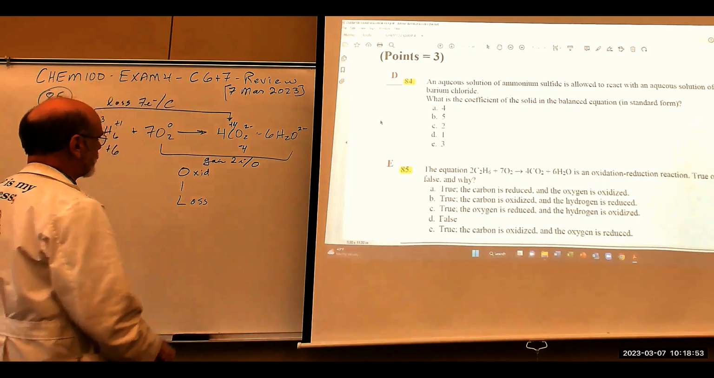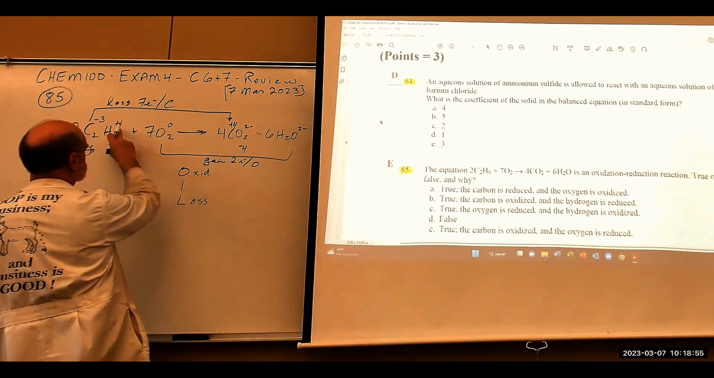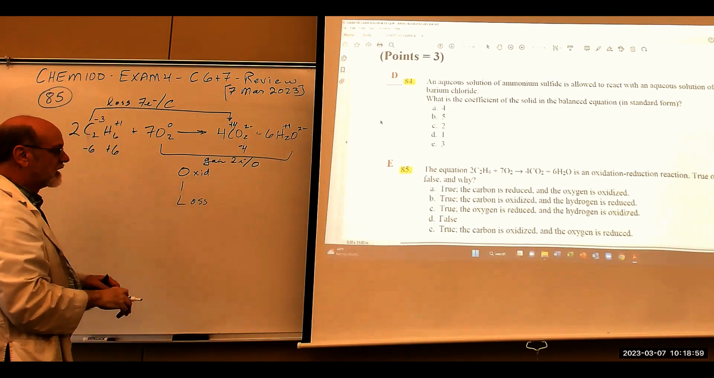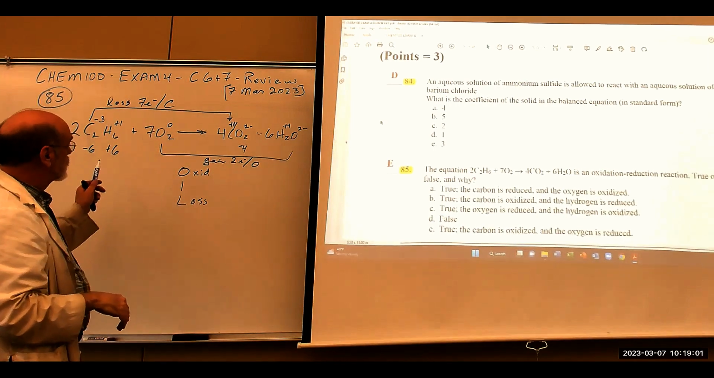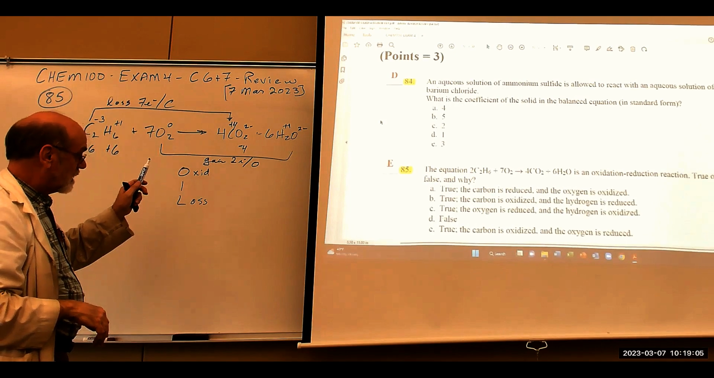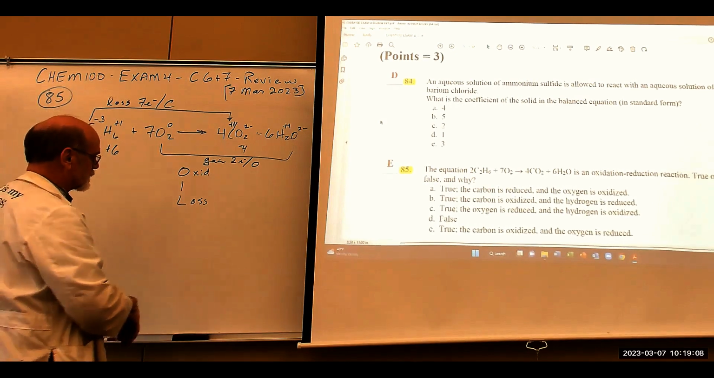In fact, nothing happens to hydrogen. Hydrogen is +1 here, and it's a +1 here. Nothing happened to hydrogen. It's carbon that was oxidized and oxygen that was reduced.